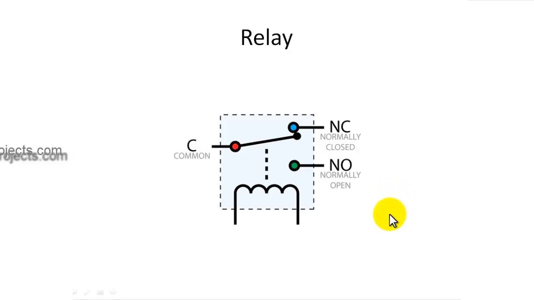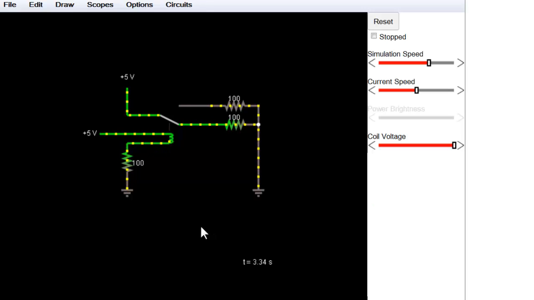Now let us see a simulation of how this actually works. So what we have over here is a setup of simulation of a 5-volt relay. This is a 5-volt relay, as the coil is rated for 5 volt, and now typically it's in on condition as the supply is going through this coil and through the 100 ohm resistor.